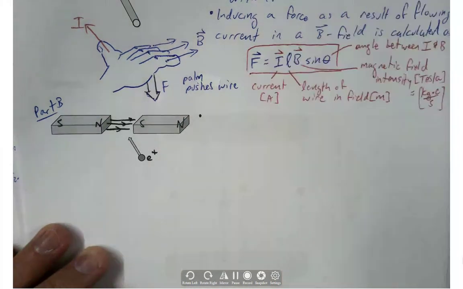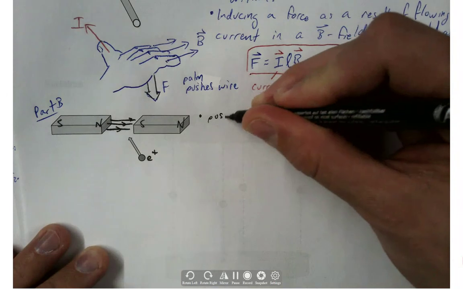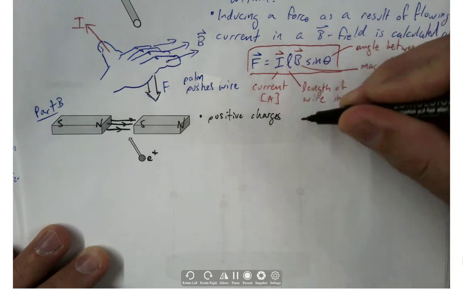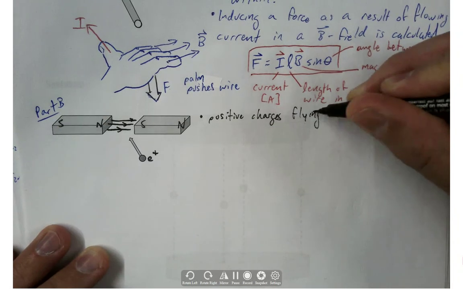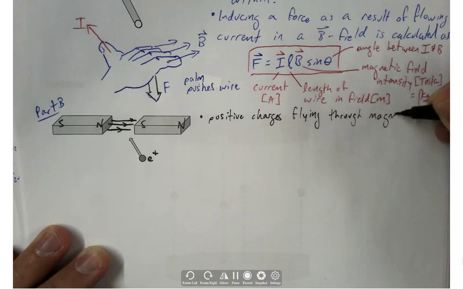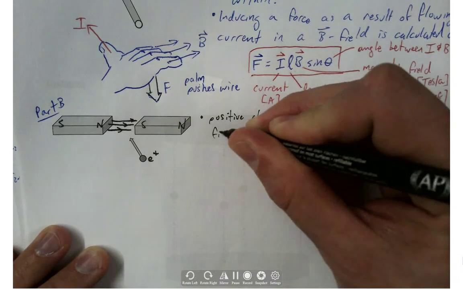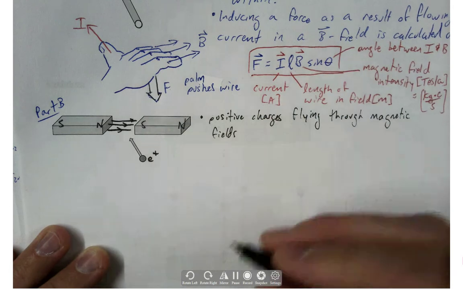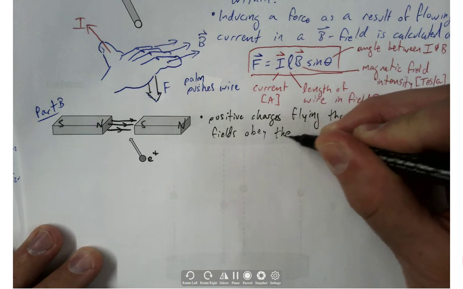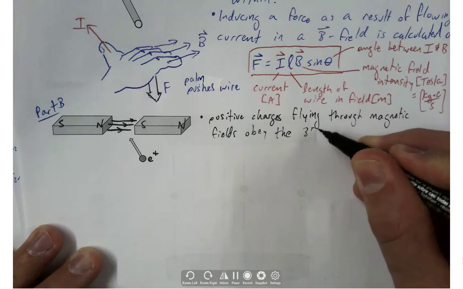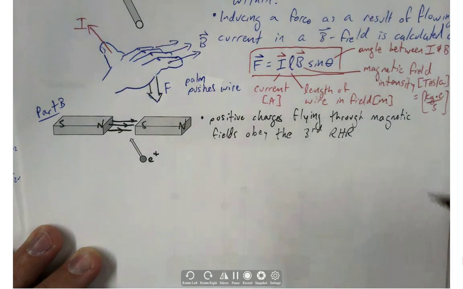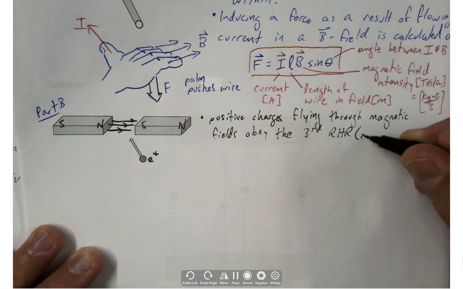So a couple of bullet points here. Positive charges flying through magnetic fields obey the third right-hand rule. RHR, right-hand rule. And a lot of people will call this third right-hand rule the motor principle.